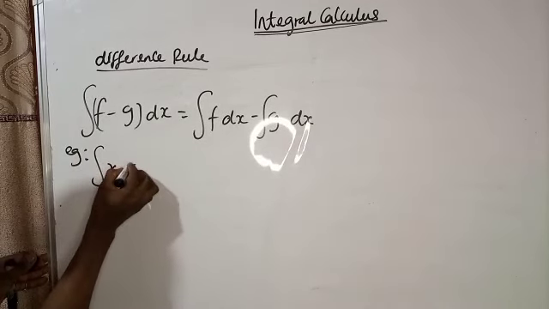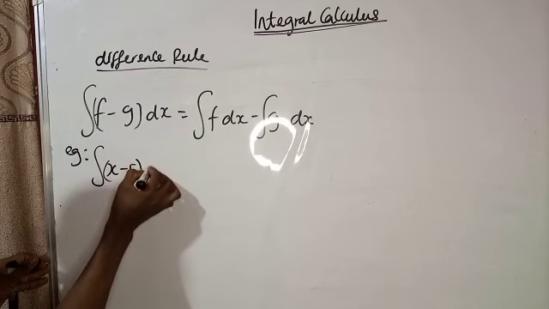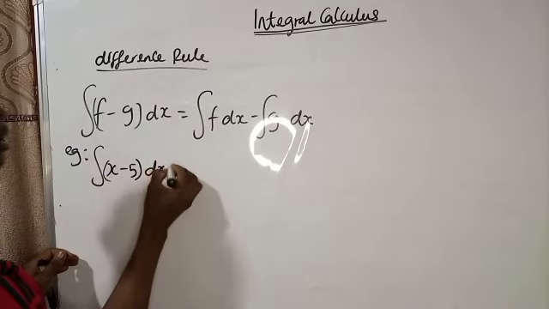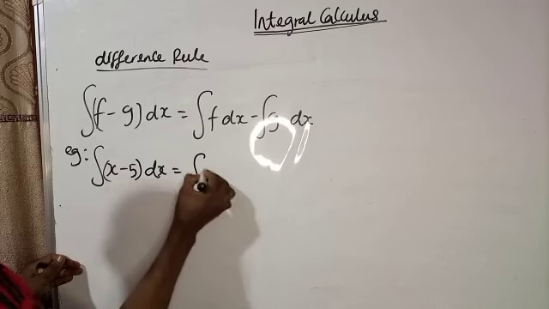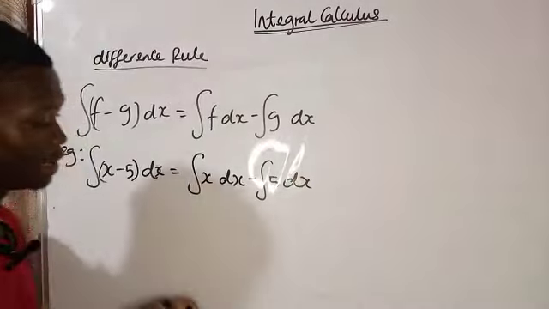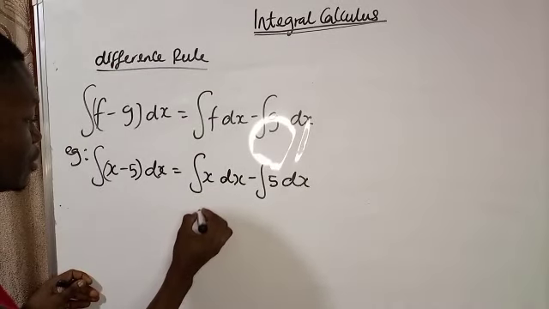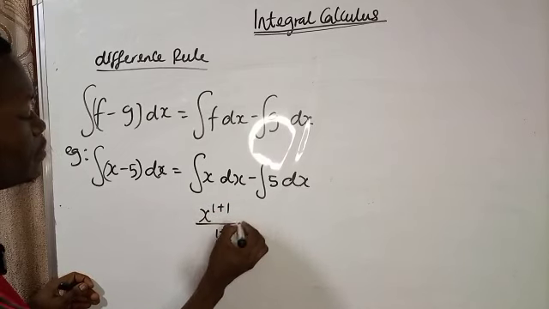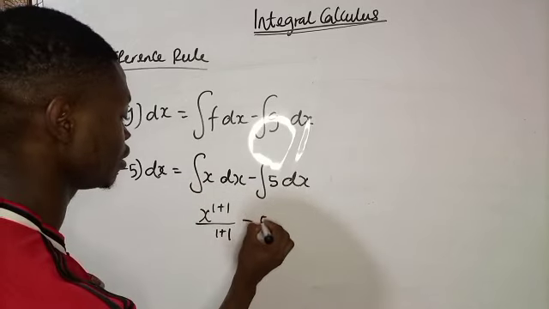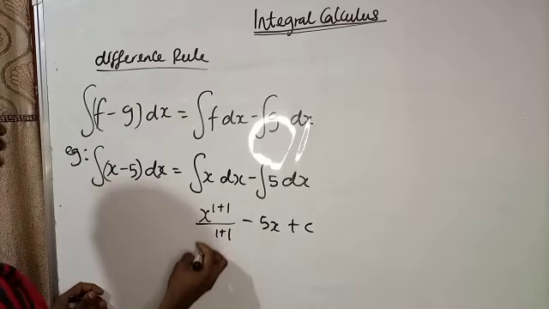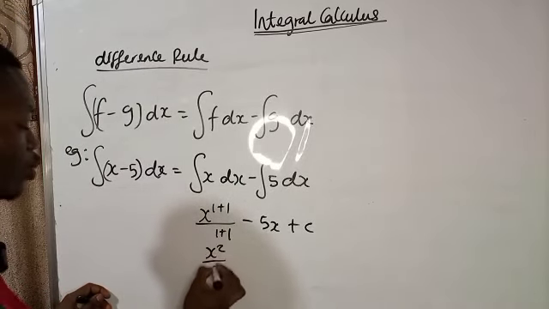So for example, if you have the integral of x minus 5 dx, it is equal to the integral of x dx minus the integral of 5 dx. The integral of x is x to the power of 1 plus 1 all over 1 plus 1, then minus the integral of 5, which is 5x. Then put your arbitrary integration constant. So we have x squared all over 2 minus 5x plus c.